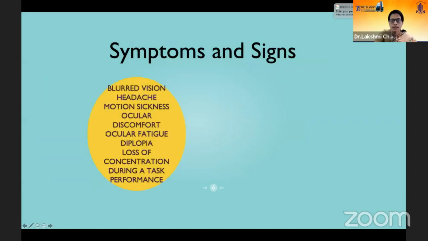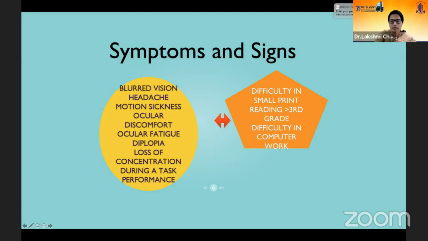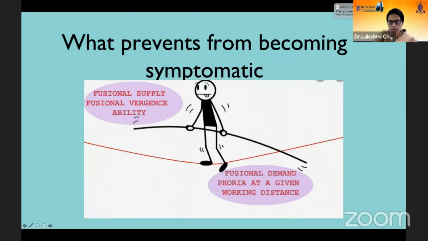The symptoms and signs, as already described, are blurred vision, headache, motion sickness, and all the plethora of signs that we see. We have difficulty in computer work and near work, and ultimately it leads to a drop in performance or inattentiveness. So how can we assess this, and what is the pathology behind it?